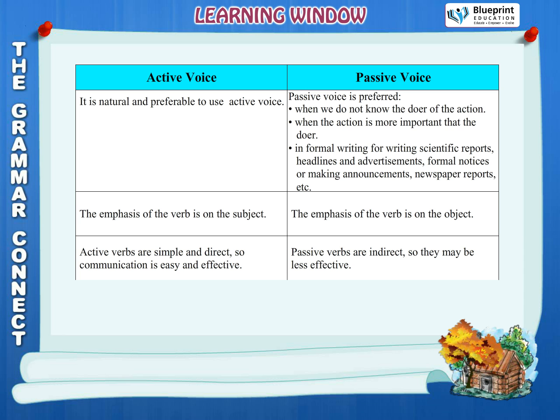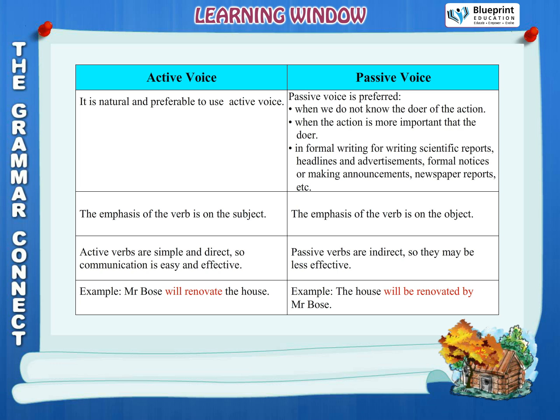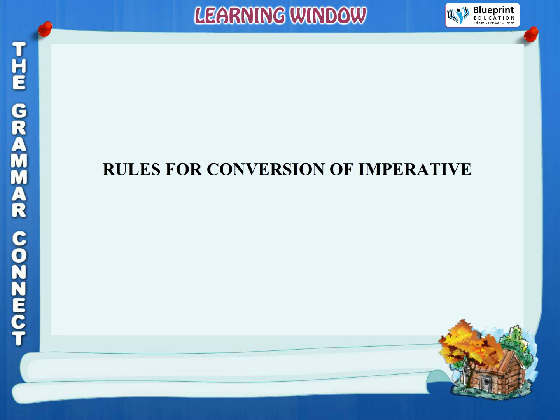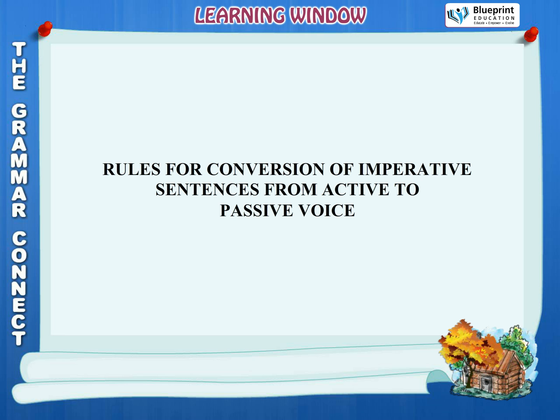Active verbs are simple and direct, so communication is easy and effective. Passive verbs are indirect, so they may be less effective. Example: Mr. Bose will renovate the house. Example: the house will be renovated by Mr. Bose.